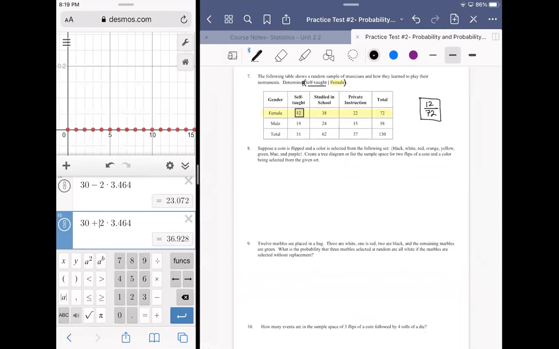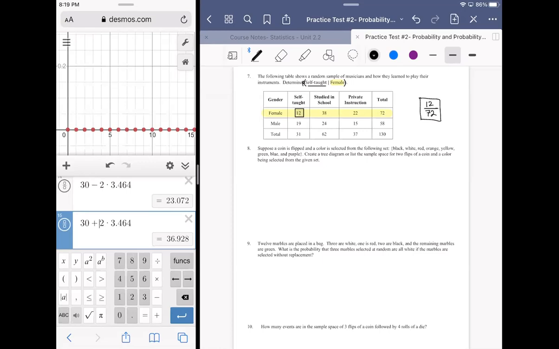The issue when it comes to conditional probability is people often get it backwards. Instead of highlighting the females, they highlight the self-taught and get 12 out of 31 rather than 12 out of 72. So you just got to be careful about that, but it ends up being a matter of patience and studying.